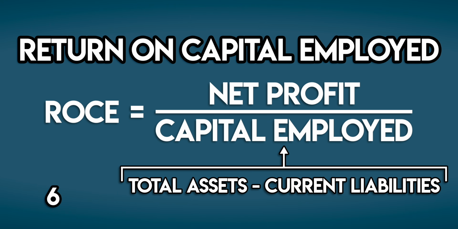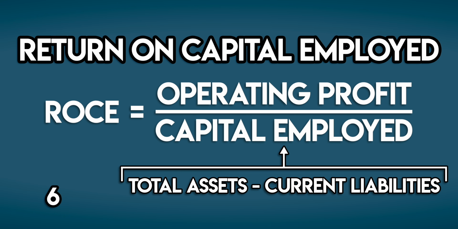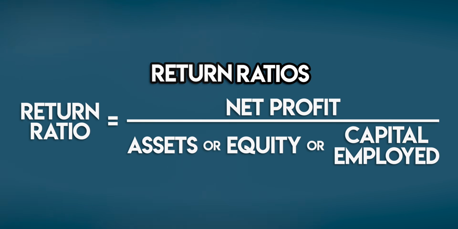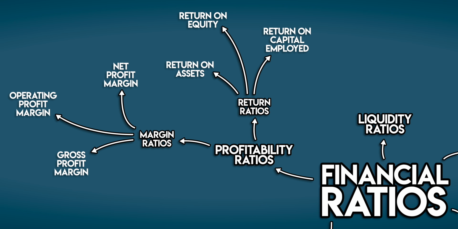Net profit divided by capital employed is return on capital employed, or ROCE. ROCE can even go a step further and use operating profit instead of net profit. So return on capital employed is equal to a business's earnings before interest and tax divided by its capital employed. And number 6, this is our last return ratio and our last profitability ratio.